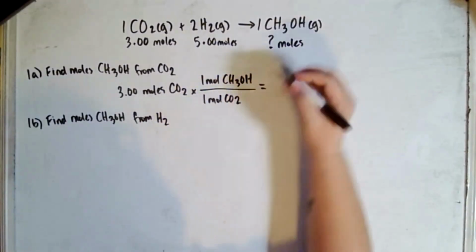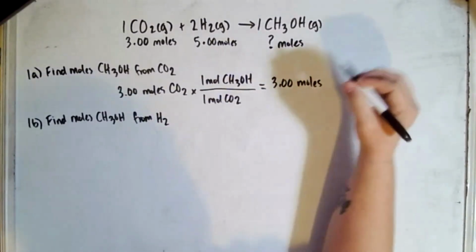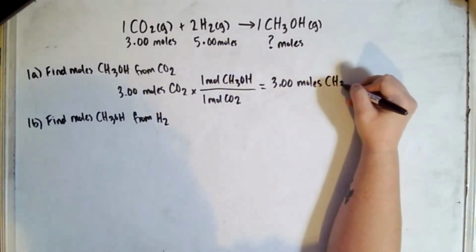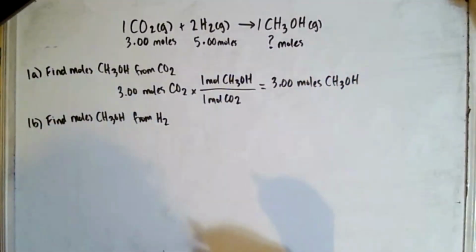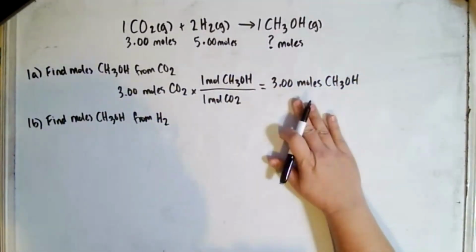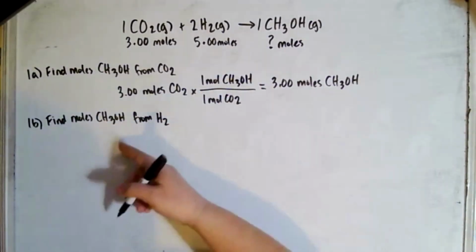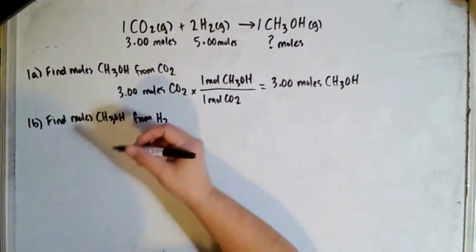So if I have 3 moles of CO2, I'm going to form 3 moles of CH3OH. If I was able to use all of my CO2 up, I'd be able to form 3 moles of CH3OH. Okay, now I'm going to do the same thing for the H2.